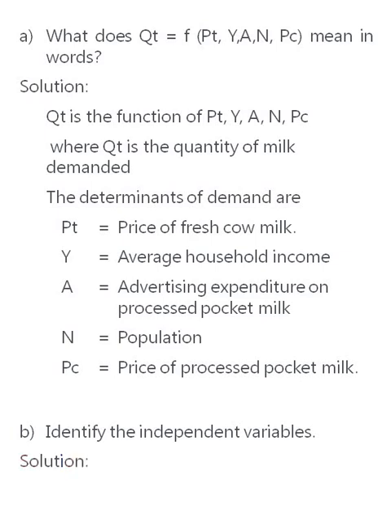Identify the independent variables. So what are independent variables? Independent variables are those variables whose variation does not depend on that of another. In this question, we can see two such variables. Here, Y and N, that is the average household income and the population, are independent variables whose variation does not depend on that of another variable. Now let us see the third question.